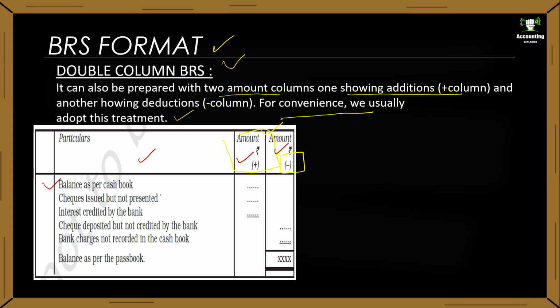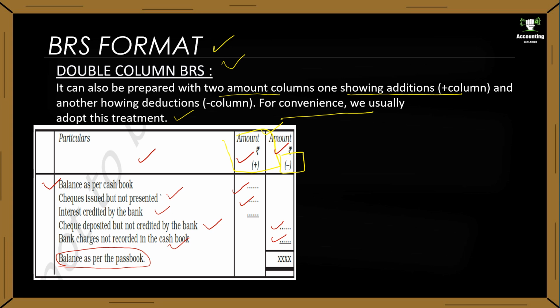We are going to add back checks issued but not presented in the amount plus column, and interest credited by the bank in the additions column. Next, checks deposited but not credited by the bank in the deductions column, and bank charges not recorded in the cash book in the deductions column. Finally, we end up finding the balance as per the passbook, as given by the bank or in the bank statement.